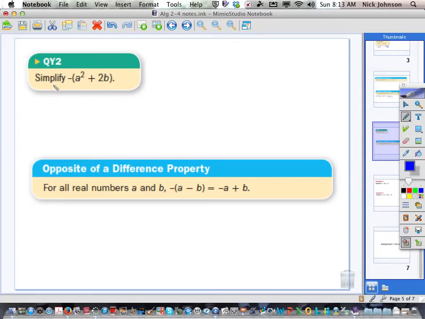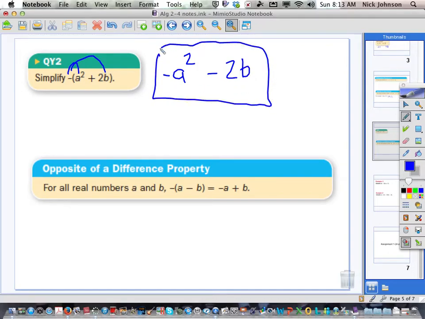Simplify a negative times the quantity a squared plus 2b. So I have to take this negative times a squared. Well, a negative 1 times a squared is a negative a squared. And a negative times a positive 2b is a negative 2b. Can you combine these? No. Why can't you combine these? These are alphas. These are betas. Can't combine them. Don't do it.